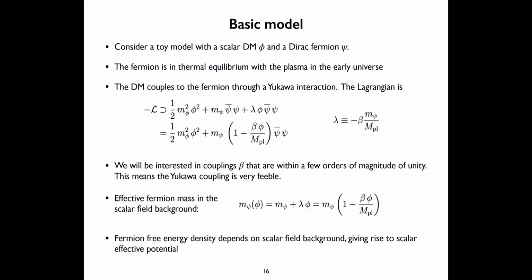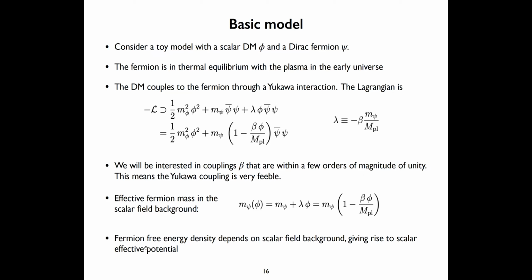So now let me discuss a little bit more detail. First, we'll just consider a simple kind of toy model with a scalar dark matter field phi and a Dirac fermion psi, and we'll assume the fermion is in thermal equilibrium with the plasma in the early universe. The dark matter couples to the fermion through a Yukawa interaction. So basically, we have the dark matter field, the fermion field, and then there's this Yukawa coupling here. And I'm going to parameterize this Yukawa coupling in this kind of strange way, where I divide the fermion mass by the Planck mass, and then the overall coefficient is this dimensionless parameter beta. It'll turn out that we'll be interested in couplings beta that are within a few orders of magnitude of one. And so what that means is that this Yukawa coupling is extremely feeble. Okay, so it's a very weak coupling.